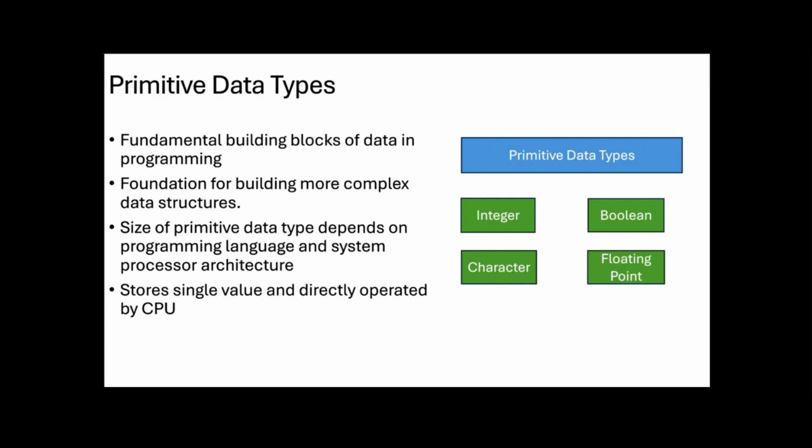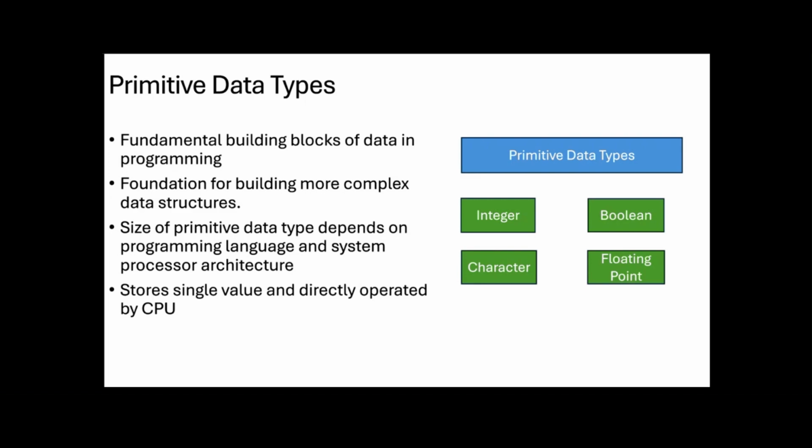But different programming languages can also have non-primitive data types, which are built on top of these. For example, string. You can define a string in Java or C Sharp, etc. But if you see, a string is nothing but an array of characters, so it is built on the character data type. So basically, these primitive data types act as a foundation for building more complex data structures, like the one I just mentioned, strings.